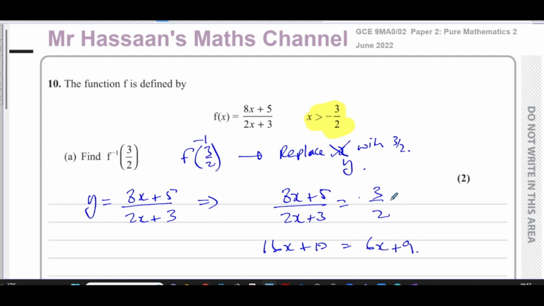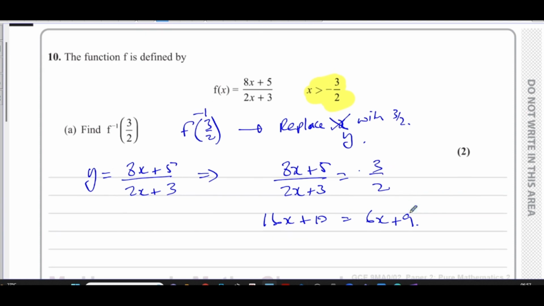When I say cross multiply, we basically multiplied both sides by 2 and multiplied both sides also by 2x plus 3. When we multiplied both sides by 2, this 2 cancelled out and you multiplied it with this. And when we multiplied by 2x plus 3, this cancelled out and you multiplied with that. Basically, that's what cross multiplication actually really is.